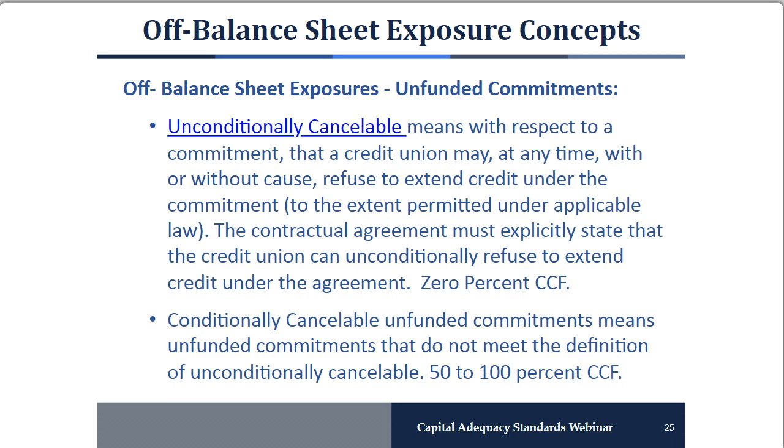Unconditionally cancelable commitments have a 0% credit conversion factor and therefore are not included in the RBC denominator. However, conditionally cancelable unfunded commitments are ones that do not meet the definition of unconditionally cancelable. Conditionally cancelable unfunded commitments have credit conversion factors of either 10 or 50% and risk weights between 50 and 100% and are included in the RBC denominator. I'll now turn it over to Tom, who will discuss the risk weighting of derivatives. Tom?